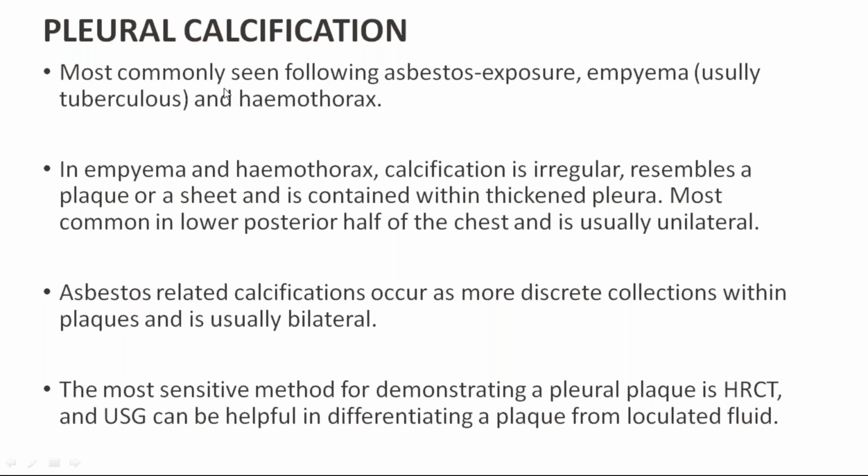Pleural calcification is most commonly seen following asbestos exposure, empyema, usually tuberculous, and hemothorax. In empyema and hemothorax, the calcification is irregular, resembles a plaque or a sheet, and is contained within the thickened pleura. Most common in the lower posterior half of the chest and is usually unilateral. Asbestos-related calcifications occur as more discrete collections within the plaques and are usually bilateral.